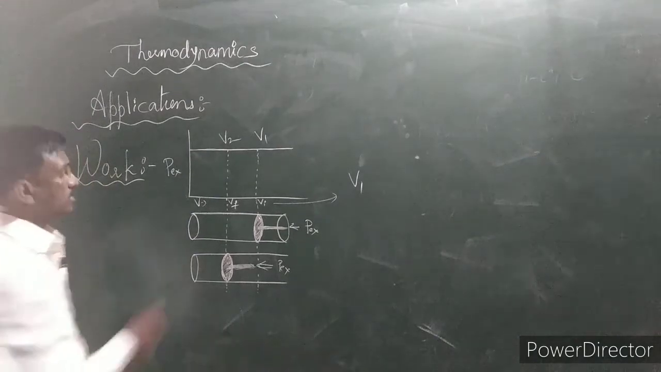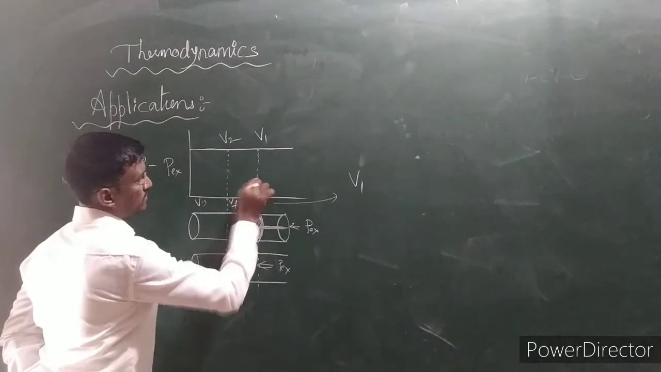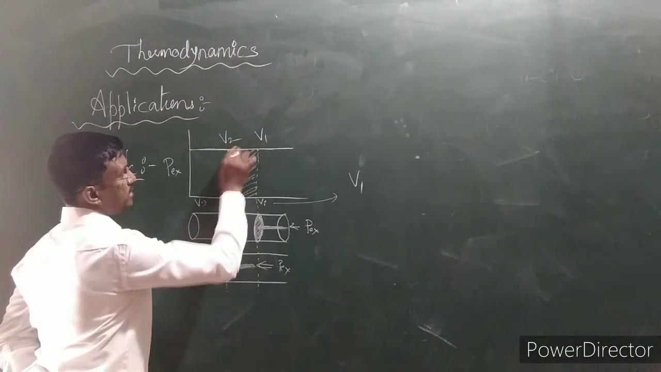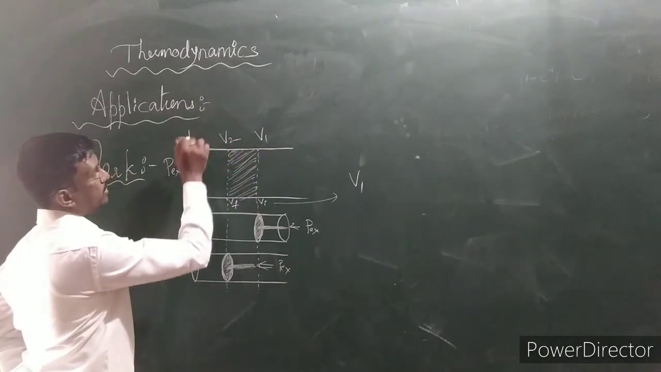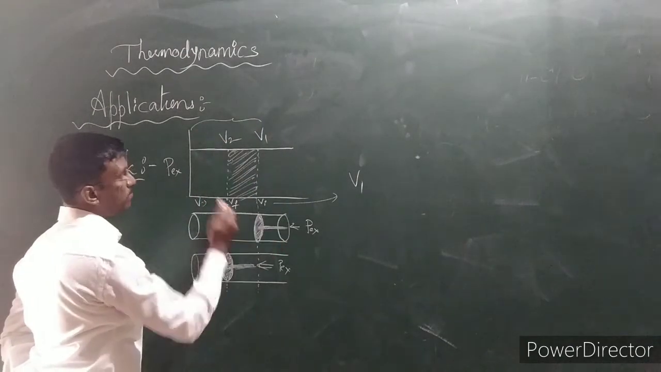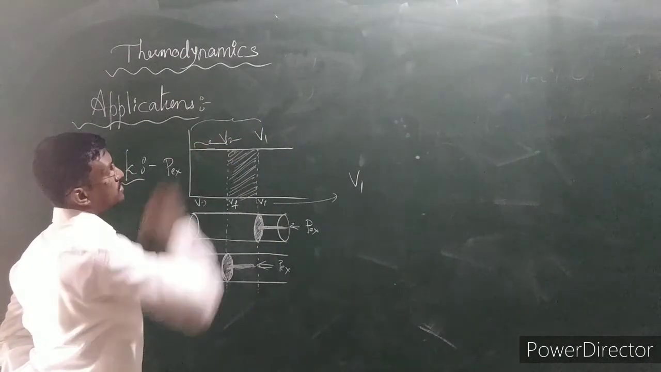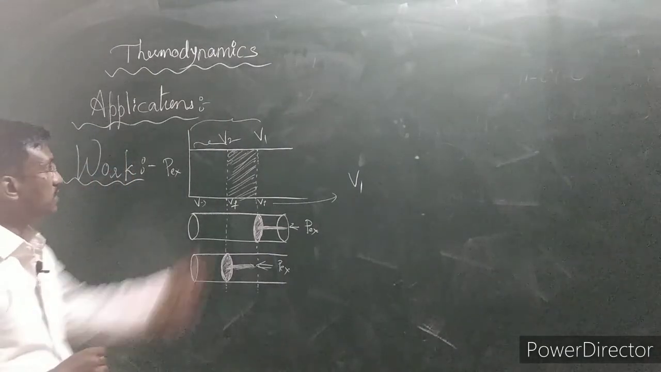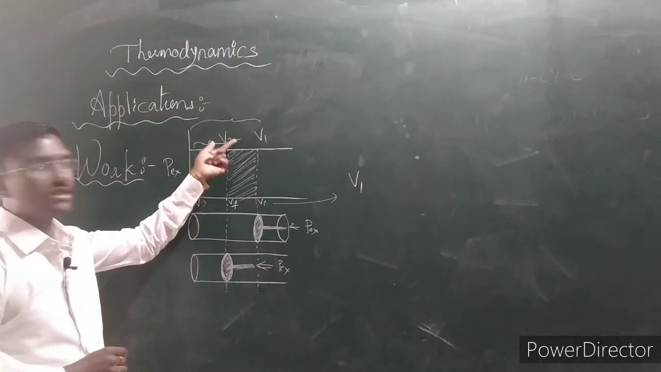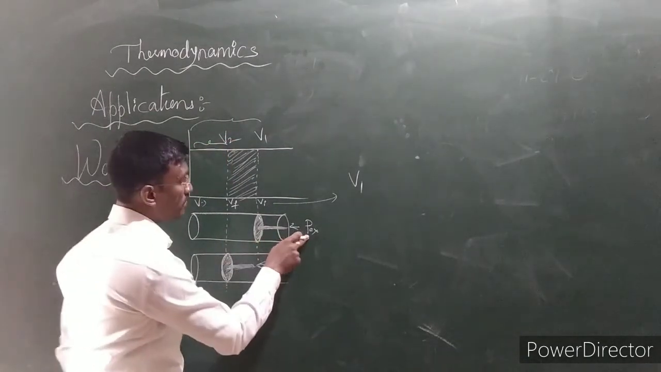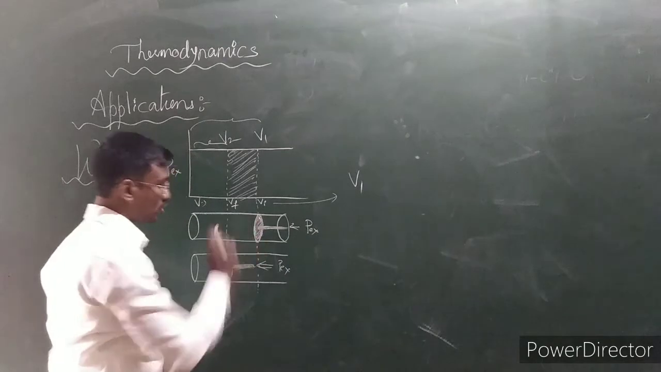Can you see here the change in the volume? This is called the change in the volume. Initially the volume was from here to here, the total volume up to here. When the piston is applied, the volume becomes V2. Initially it was a greater volume, and after that V2 is a reduced volume. Why? Because I am applying the external pressure through the piston.